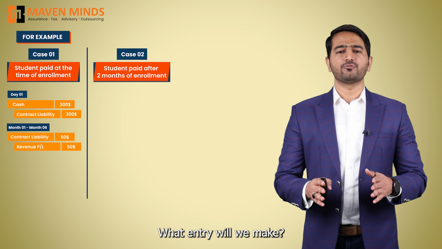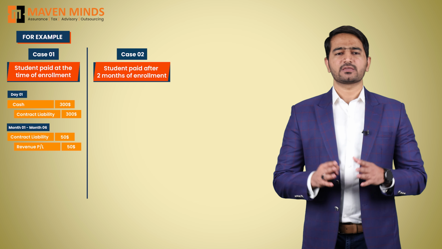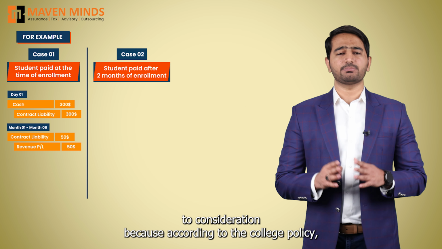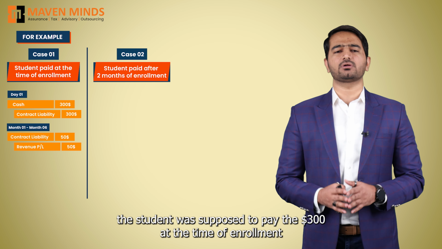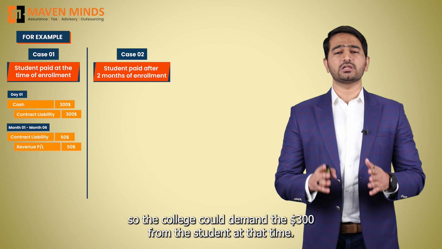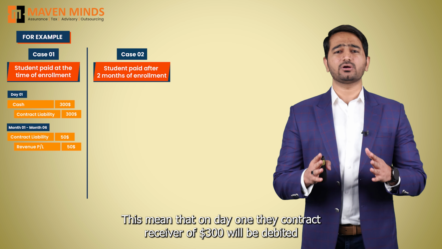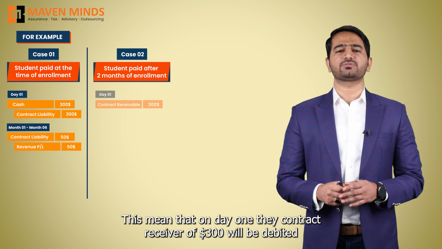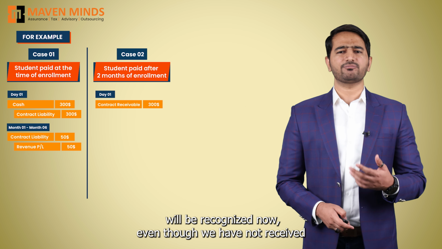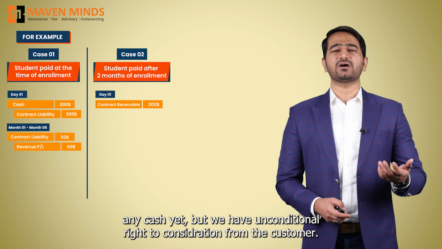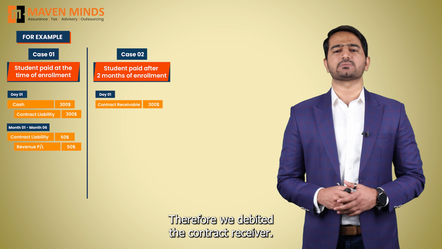In this case, what entry will we make? Well, at the time the student enrolled for the course, we had an unconditional right to consideration because according to the college policy, the student was supposed to pay the $300 at the time of enrollment. So the college could demand the $300 from the student at that time. This means that on day 1, the contract receivable of $300 will be debited, will be recognized. Now, even though we have not received any cash yet, we have an unconditional right to consideration from the customer, therefore we debited the contract receivable.